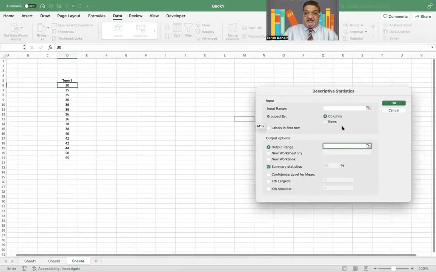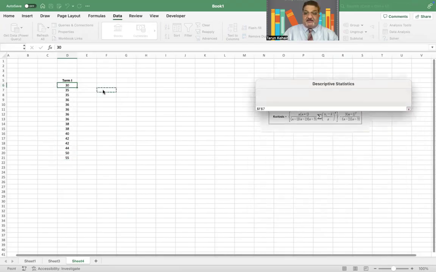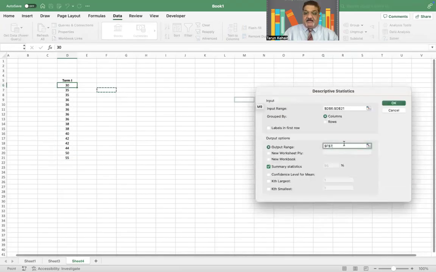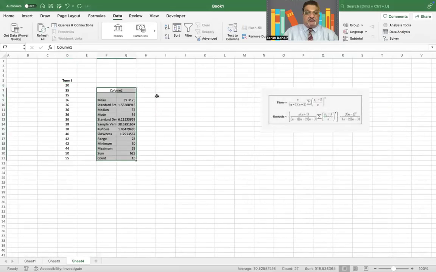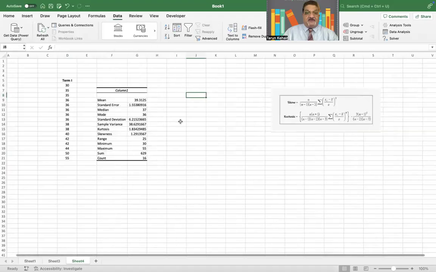Now, if I take the input range as the marks here, obviously the data is grouped in columns, and the output range I'll put somewhere here, and I'll tick the summary statistics and press OK. The moment I do that, I will get the output. I'll get the summary statistics.